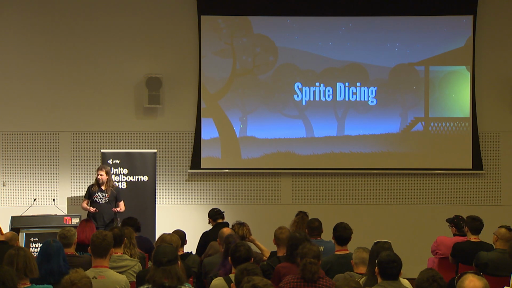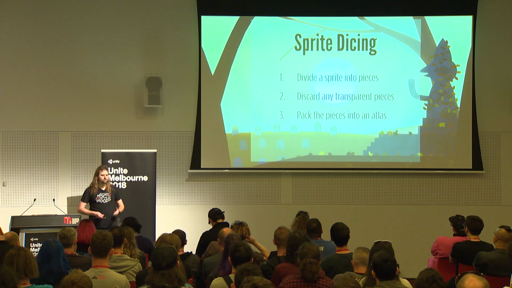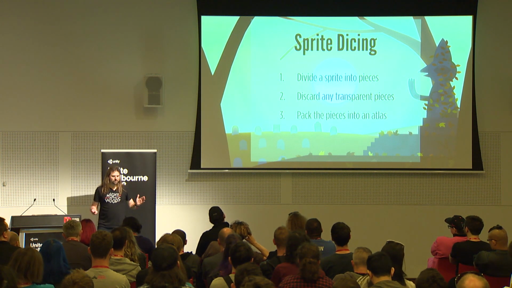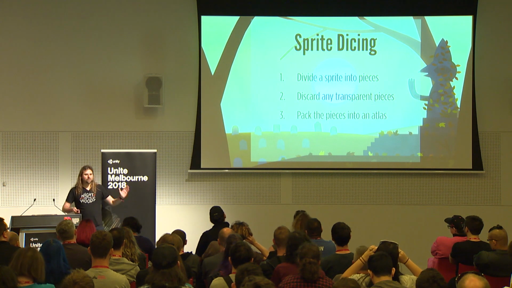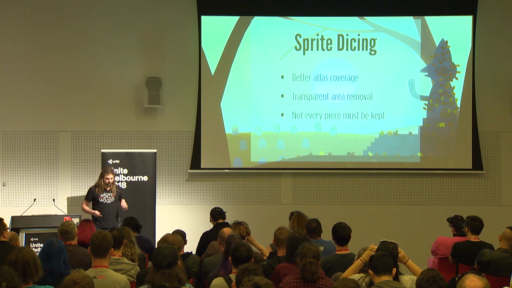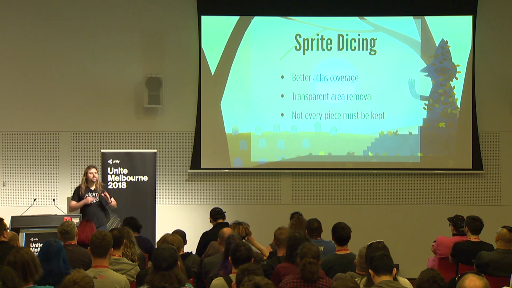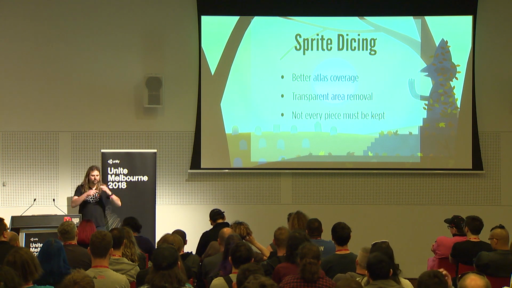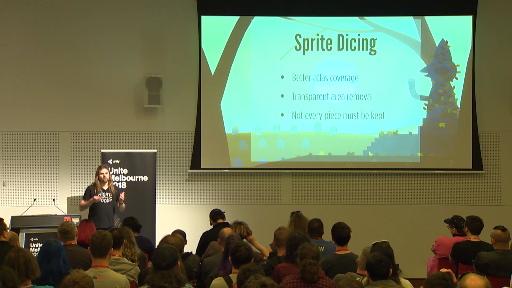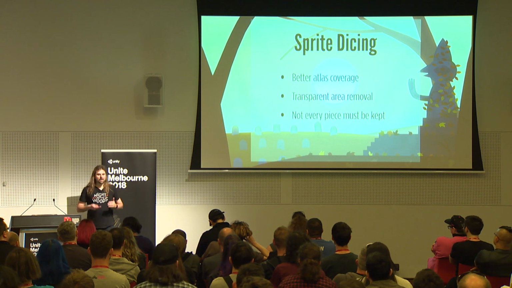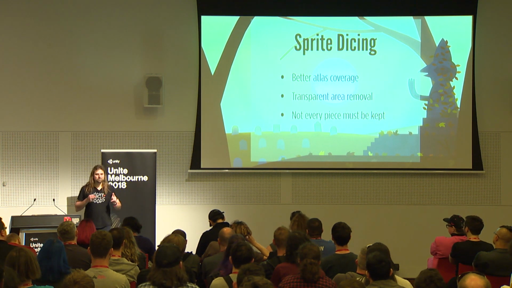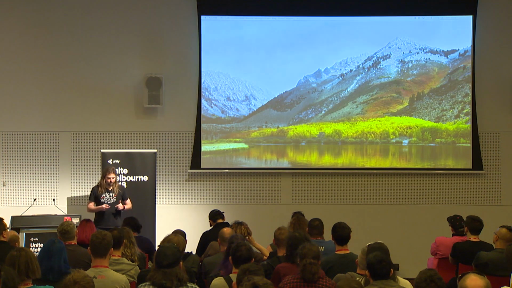Sprite Dicing is a technique in which you divide a sprite into multiple different pieces, you discard any piece that is fully transparent, and you pack the remaining into a smaller atlas. This results in better total usage of the atlas. You have much less area on the atlas that is fully transparent, which is therefore wasted. You're also able to remove any area that is transparent in the original sprite, and also, and I'll come back to this, not every piece of the original asset must be kept.